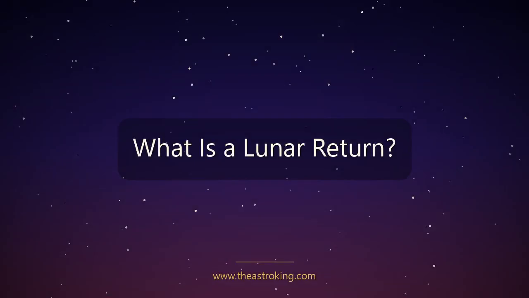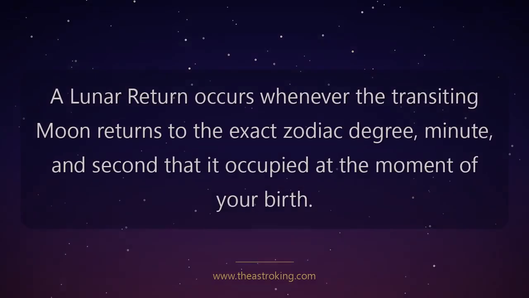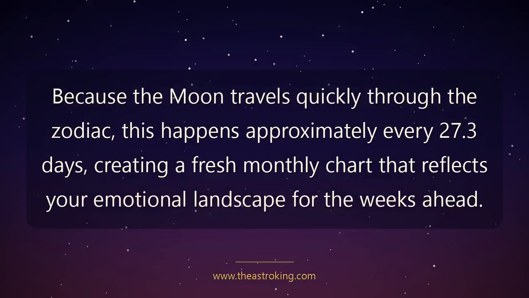What is a lunar return? A lunar return occurs whenever the transiting moon returns to the exact zodiac degree, minute, and second that it occupied at the moment of your birth. Because the moon travels quickly through the zodiac, this happens approximately every 27.3 days, creating a fresh monthly chart that reflects your emotional landscape for the weeks ahead.